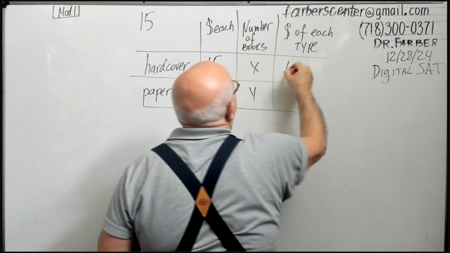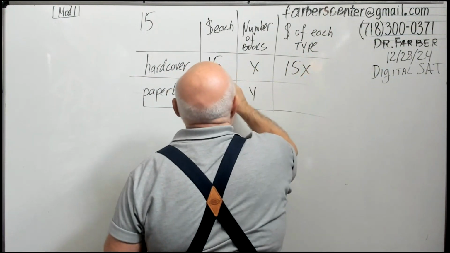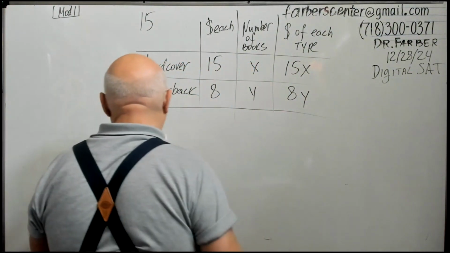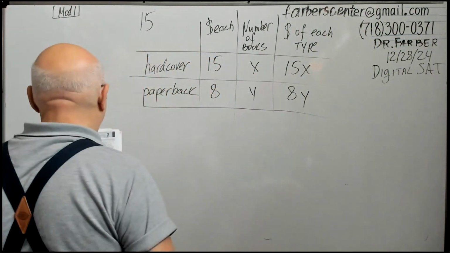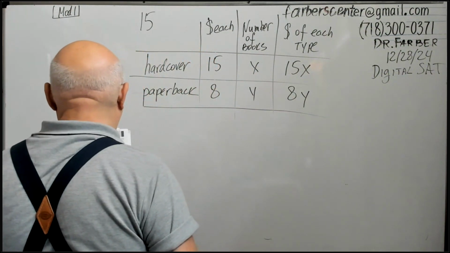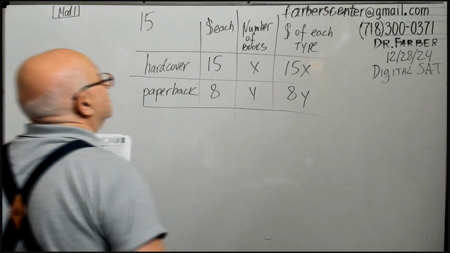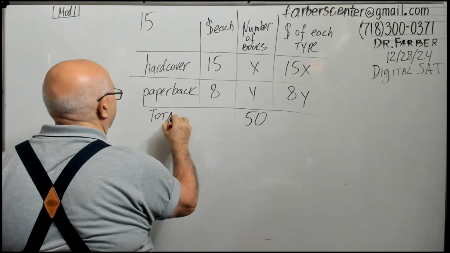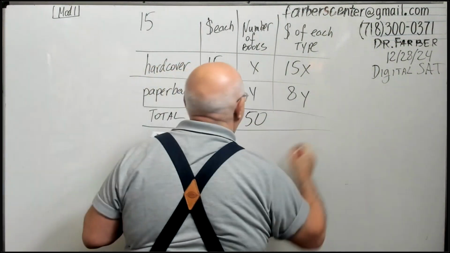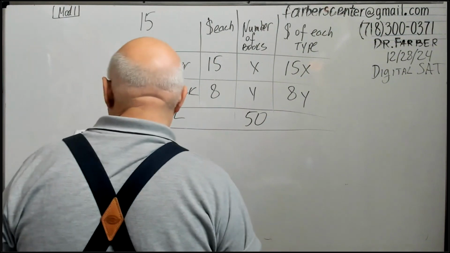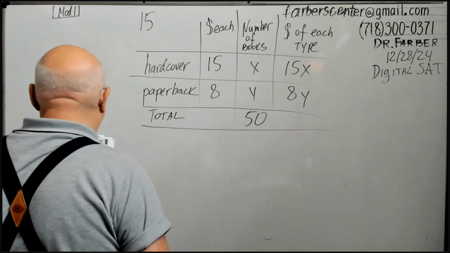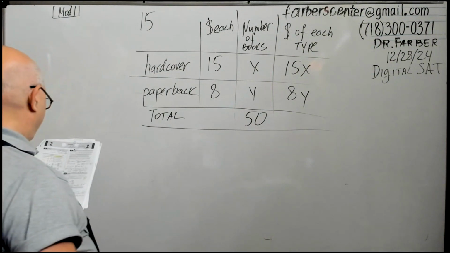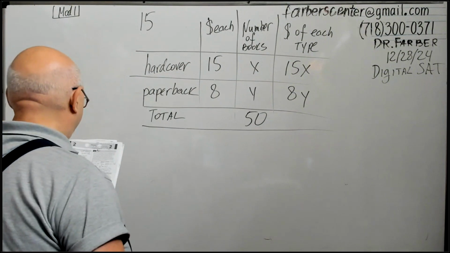This would be 15X, and this would be 8Y. So far so good. What else do we know? The bookstore plans to order a total of 50 books. They give X information, total 50 books. Okay. How can the bookstore owner create an equation to calculate the total expenditure in terms of X?